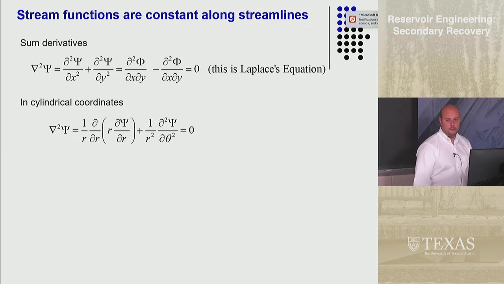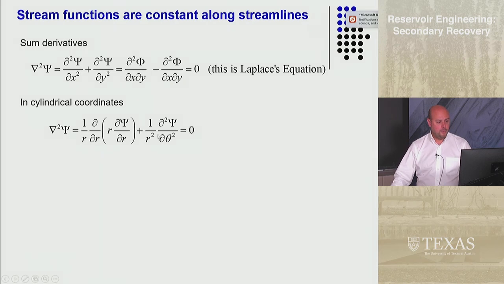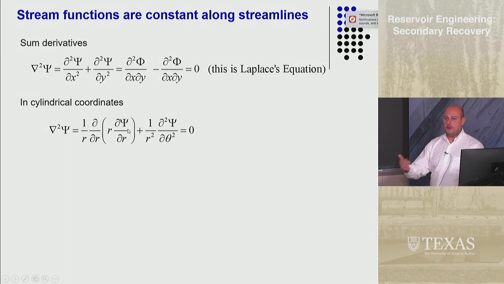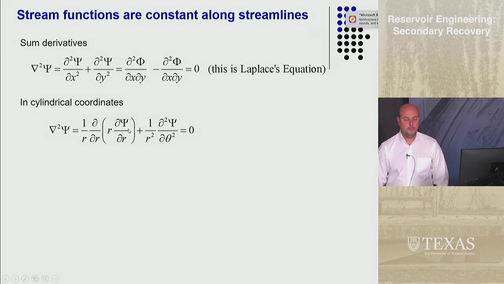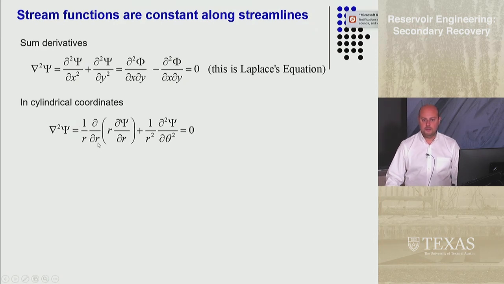If we did write it in cylindrical coordinates, it would be written this way. So del squared psi is equal to 0. We've already shown that in Cartesian coordinates. If it's true in Cartesian coordinates, it's going to be true in cylindrical coordinates as well. And so I could write the equation like this in terms of r and theta. Okay, so this is a partial differential equation. You've probably seen some things like this in your transport phenomena class.